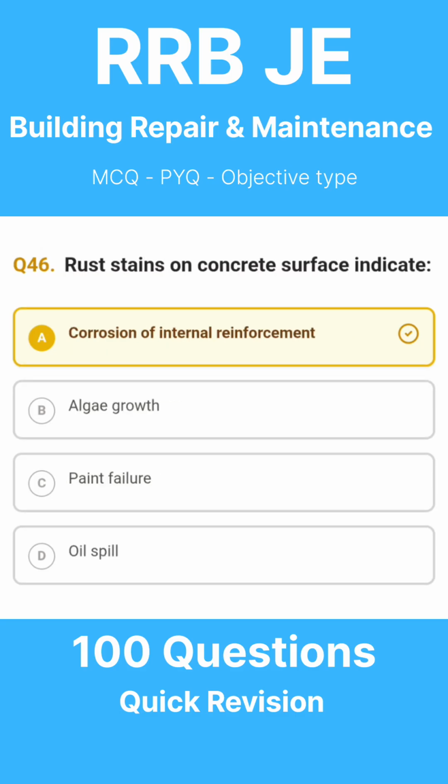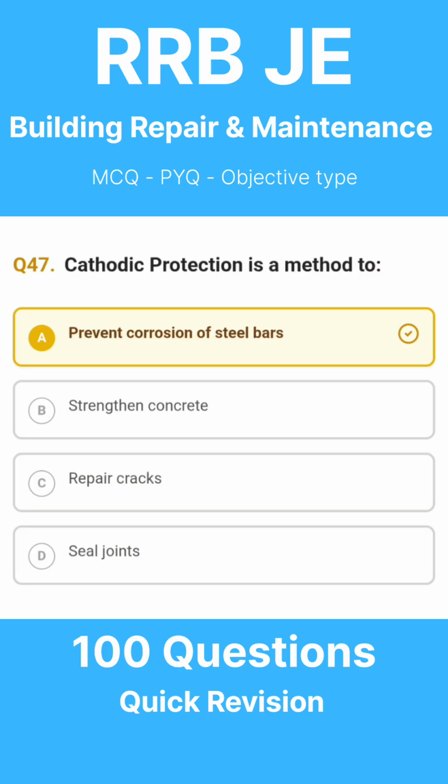Question 46. Rust stains on concrete surface indicate. The correct answer is corrosion of internal reinforcement. Question 47. Cathodic protection is a method to. The correct answer is prevent corrosion of steel bars.